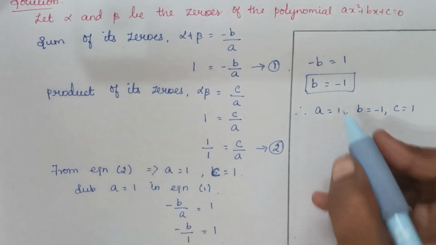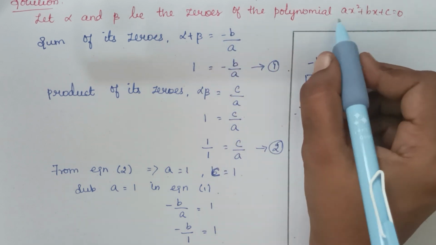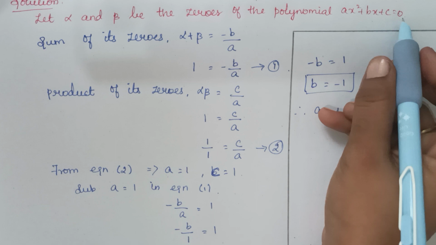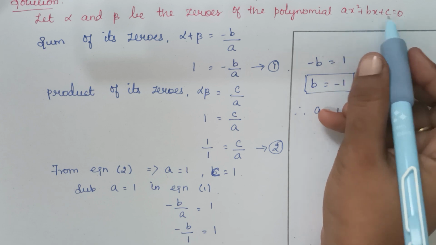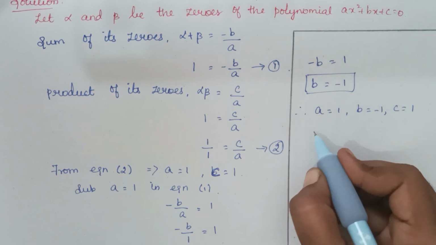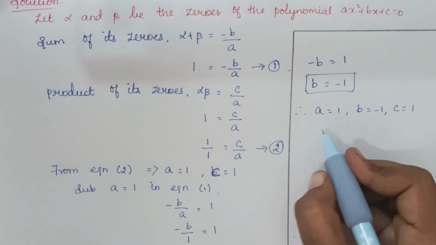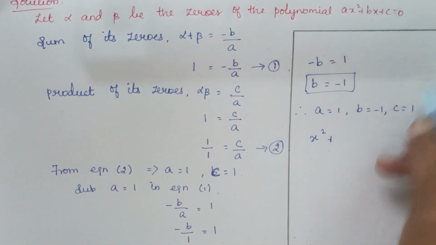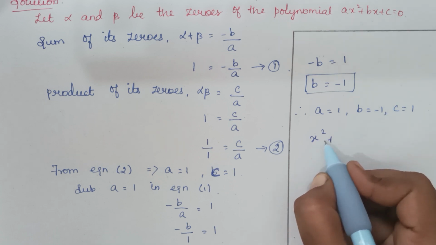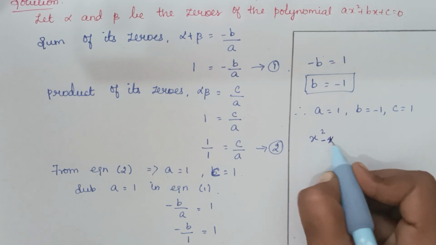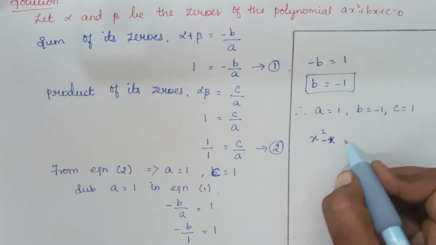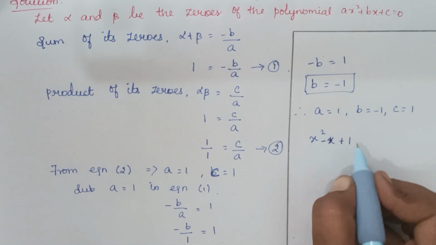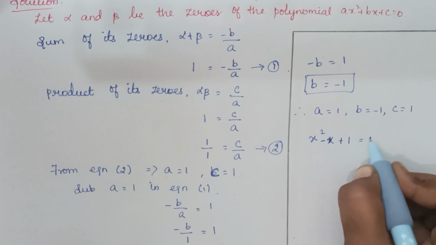Okay. So now we want to find out the quadratic polynomial equation, that is ax square plus bx plus c. Substitute a value, b value and c value in this equation. So a is 1, so x square plus b, the value of b is minus 1, so minus x plus, the c value is 1. So x square minus x plus 1 equal to 0.